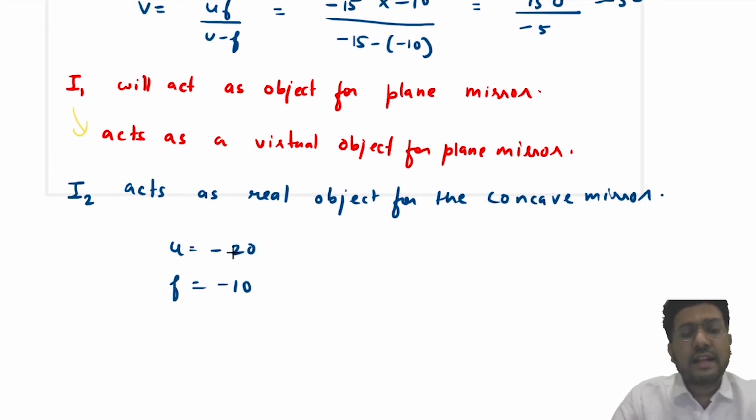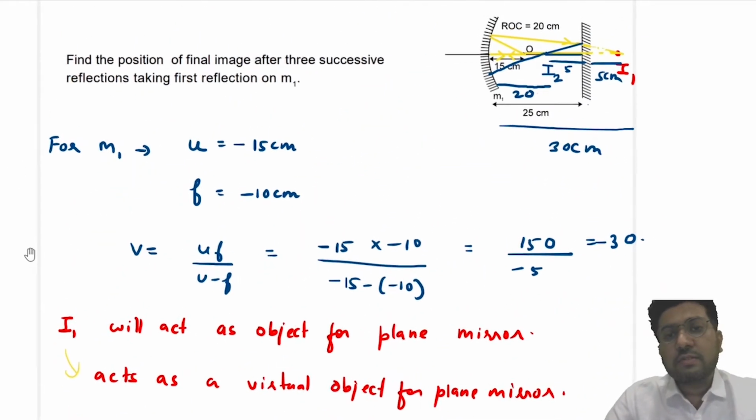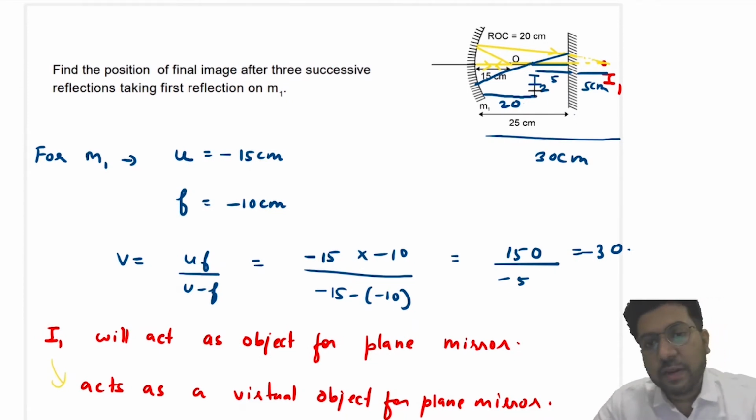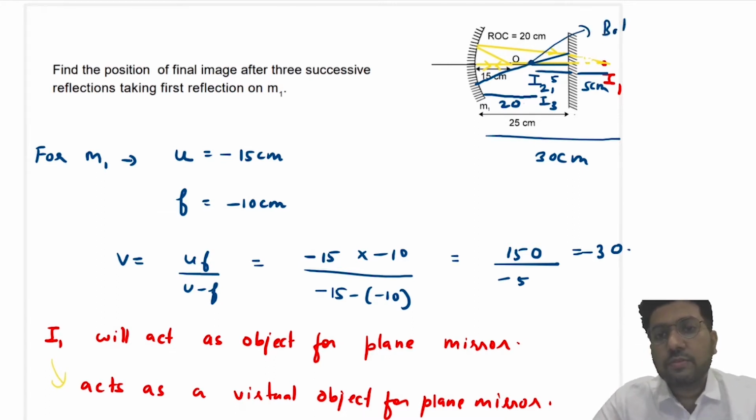Clearly you can see that the object is at 2f, so the image will be at 2f. So instead of solving, I will directly write v is also equal to minus 20. If v is equal to minus 20, that means the third image is also formed at this point only. I2, I3 both are at this point.